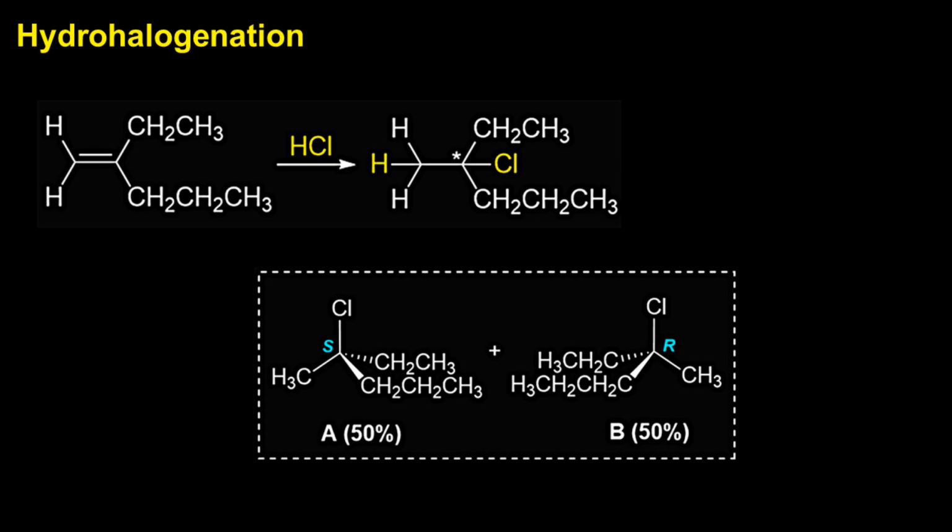Let's look at a real example to tie this all together. Here, we've got an unsymmetrical alkene reacting with hydrogen chloride, HCl. As the pi bond breaks, the hydrogen adds to one carbon, and the chlorine adds to the other. And here's the important part. The product now has a new chiral center. So we're not just getting one compound. We're forming a pair of enantiomers. One is the R isomer, and the other is the S isomer. And since there's no stereoselectivity in the mechanism, both enantiomers form in equal amounts. That gives us a racemic mixture.